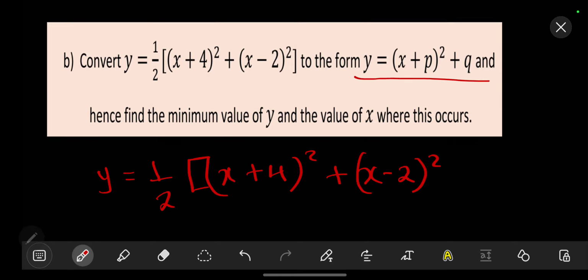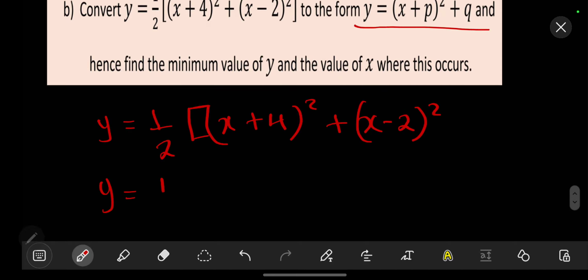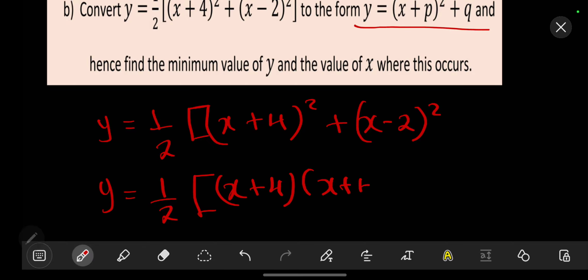First, let's simplify this. So this is our y should be equal to 1 over 2, then we are going to have our expanding this is the same as x plus 4 and x plus our 4. Then we have plus this one is the same as x minus 2 and x minus 2. That's the meaning of squared. It simply means to say write the number twice and expand that number. So minus our 2 there.